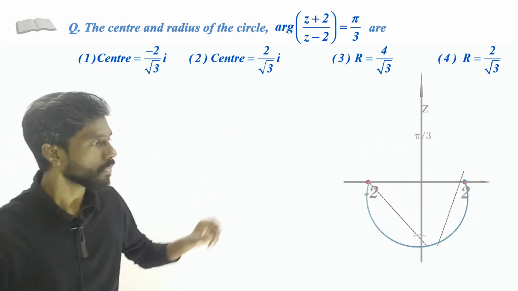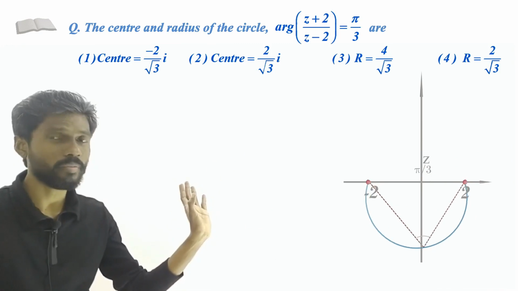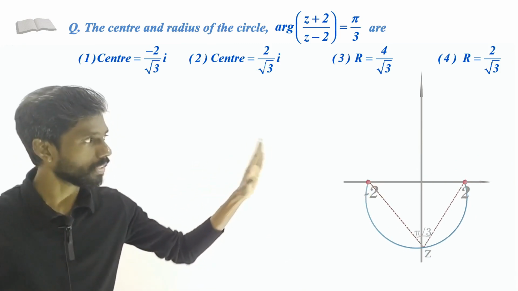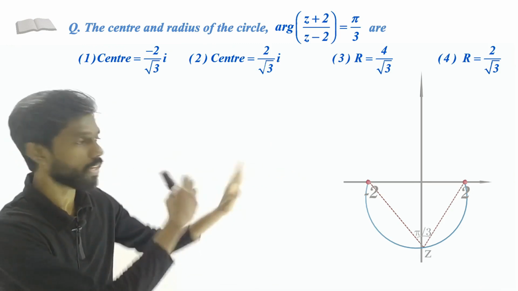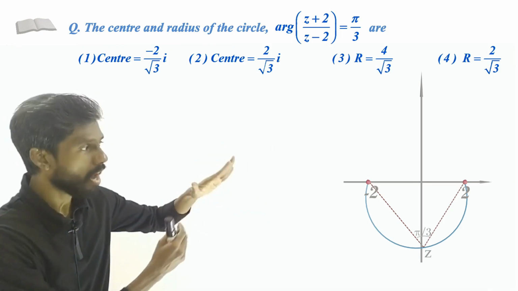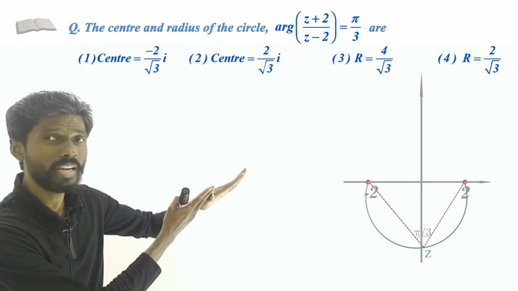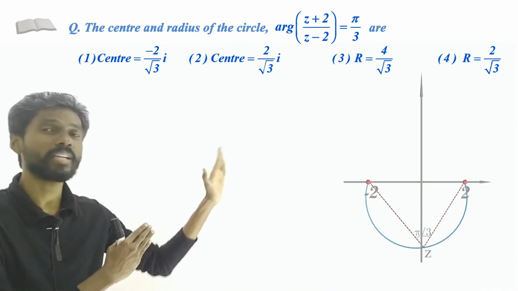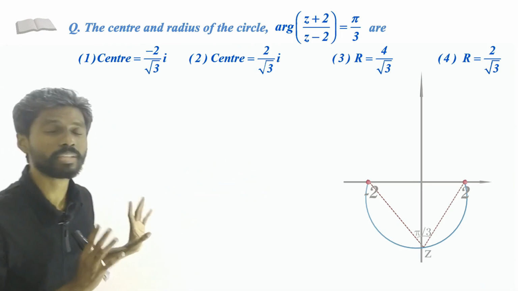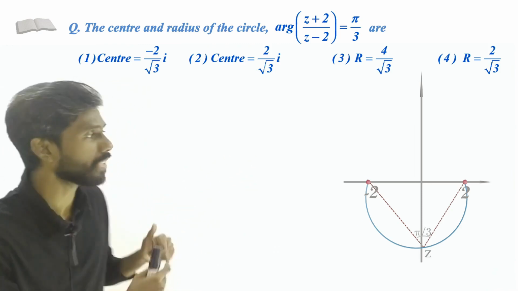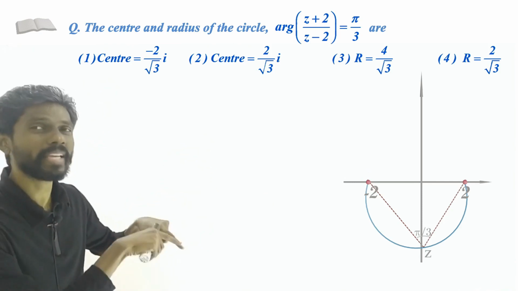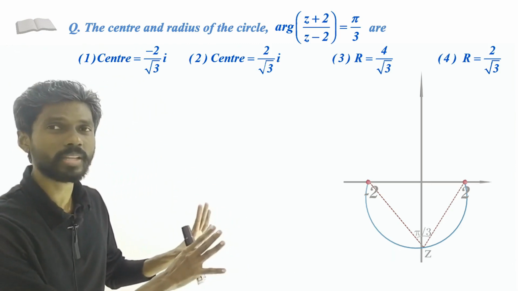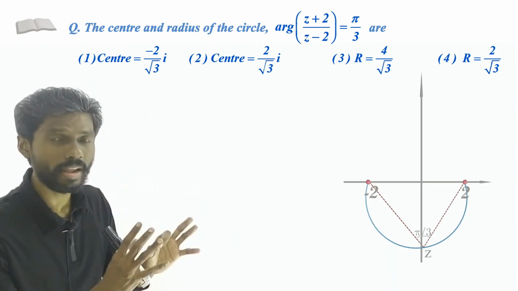Now you join this. This is from which line to which line? The first line is from z plus 2 to z minus 2, so that comes first and the z minus 2 comes in the numerator: the argument of (z minus 2) divided by (z plus 2). That is what is given in the question. That means our arc lies below the x-axis, like this, making angle pi by 3, that means 60 degrees. So all these are known. Now we have to find the center and the radius of the circle.